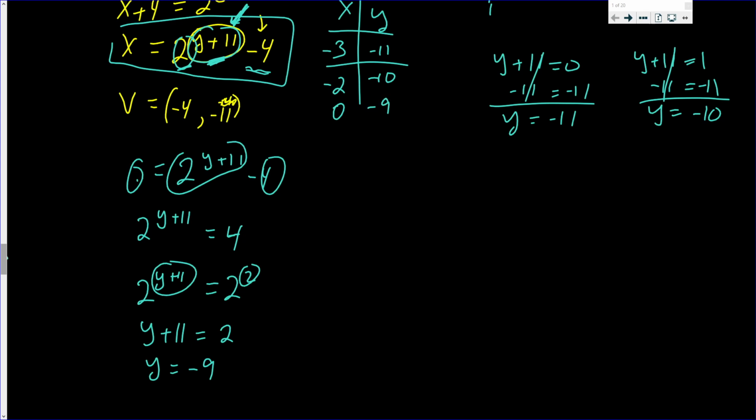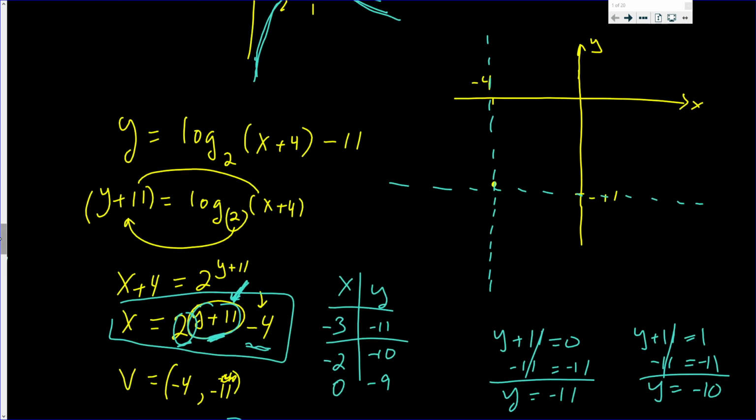Keep our teacher happy by plotting the y-intercept. So I'm going to plot these points. Negative 3, negative 11, that's right here. And negative 2, negative 10, that's right here. And we're going to cross the y-axis right there at negative 9. So the graph goes like that, and there it is.